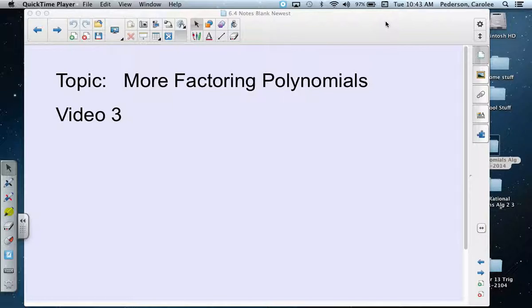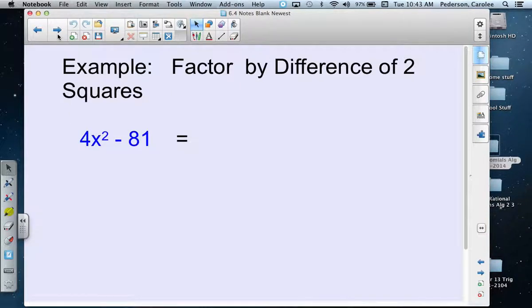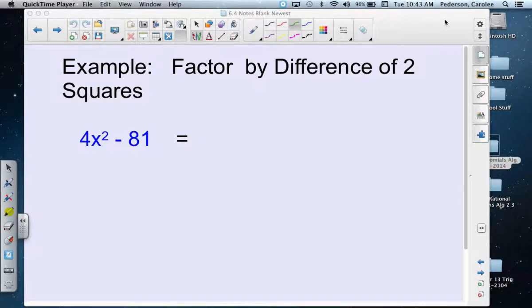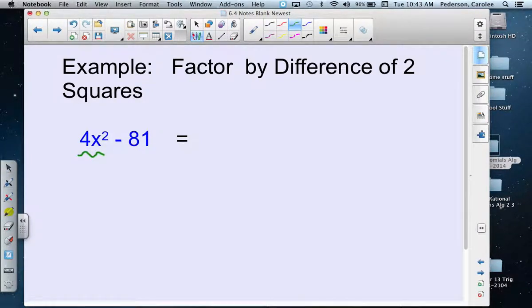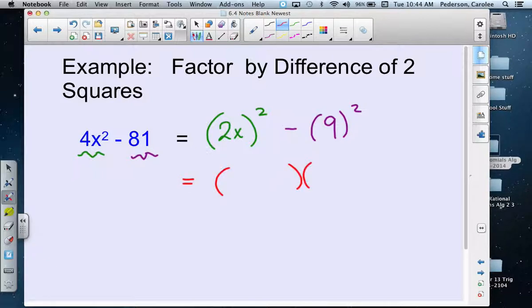This is more factoring of polynomials. The first example is the review of perfect squares where there's a subtraction sign. So we want to look at this first term. If I rewrite this first term as 2x times 2x, that's 4x squared. Then we can rewrite 81 as a perfect square, 9 times 9 is 81. So your final answer in factored form is going to be (2x minus 9)(2x plus 9).